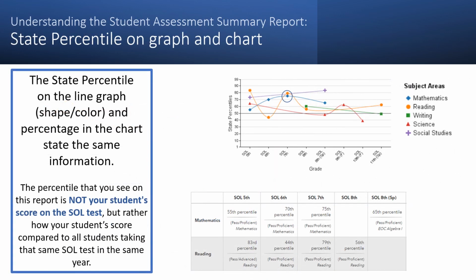The state percentile is easy to identify on the chart. If you want to know the exact number that was listed on the line graph, you can simply go to the chart for that same year and look to see what the percentile is. We can see that this student during 7th grade earned a 75th percentile ranking.